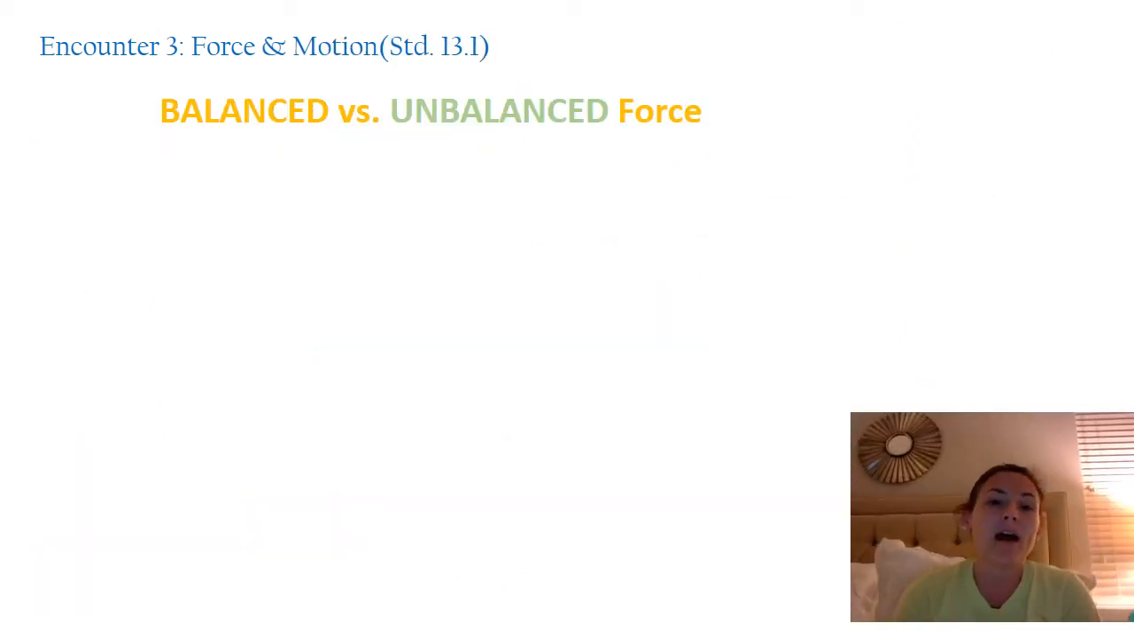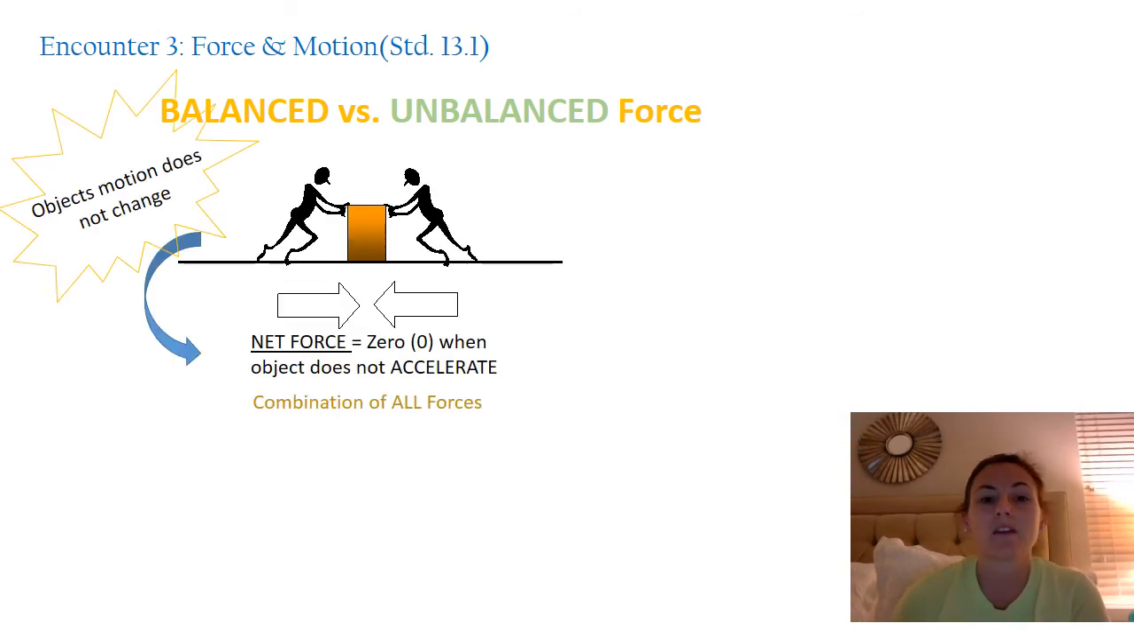So let's talk about balanced versus unbalanced forces. We're going to start with balanced. A balanced force is when an object's motion does not change. Looking at our picture right here, we have two people pushing against a box. At this point, the box is not moving. They are exerting force in opposite directions, no movement. So a zero net force, that's the total sum. It does not accelerate. If you have no net force, there is no acceleration. Net force is the combination of all forces.